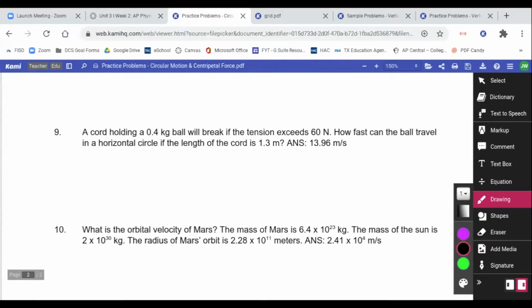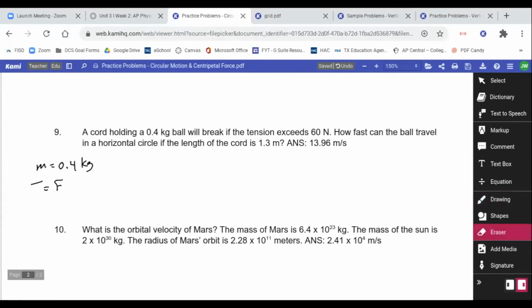A cord holding a 0.4 kilogram ball. All right, so mass equals 0.4 kilograms. It will break if the tension reaches a certain value. Let me write this a little bit differently, so I don't want you to confuse it with the period. So what if I do force of tension is equal to centripetal force, which equals in this case 60 newtons. How fast can the ball travel? So we're looking for velocity, if the radius equals 1.3 meters.